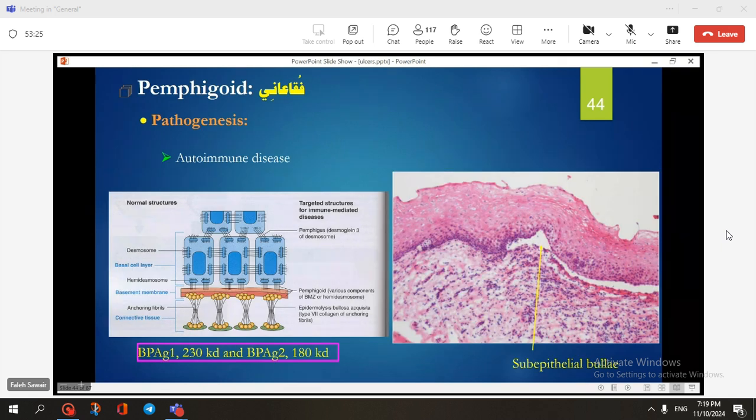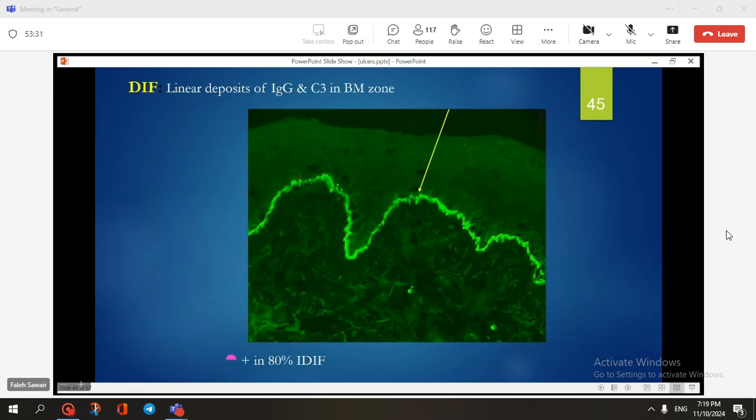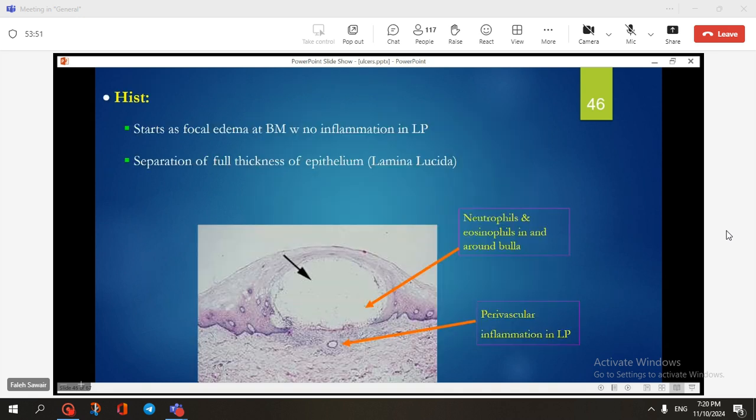Pemphigoid, you have to compare the pemphigoid to pemphigus. The separation here is subepithelial, and you will find the direct immunofluorescence at the basement membrane zone, because this is the area of deposition of the autoantibodies at the basement membrane zone. IgG and C3 are deposited in the basement membrane sites, and will cause separation below the epithelium.